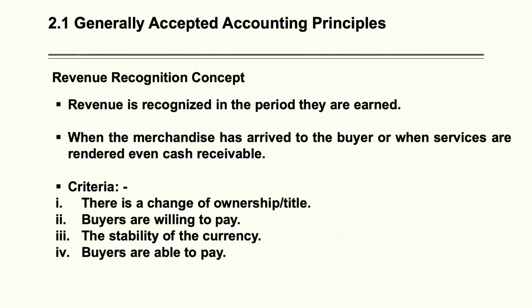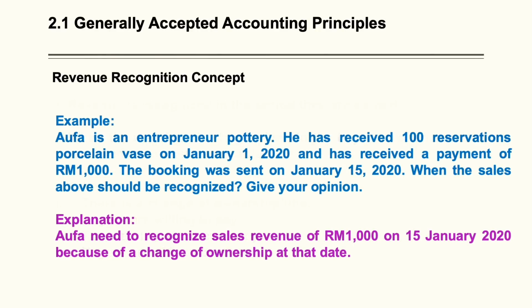First, there is a change of ownership or title. And second, buyers are willing to pay. Third, the stability of the currency. And the last one, the buyers are able to pay. So look at this example.